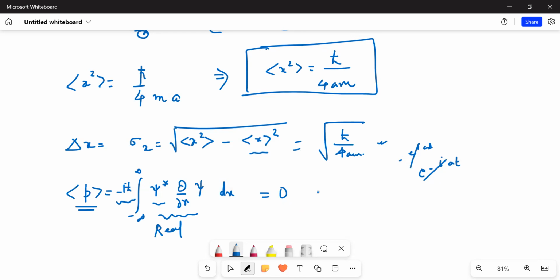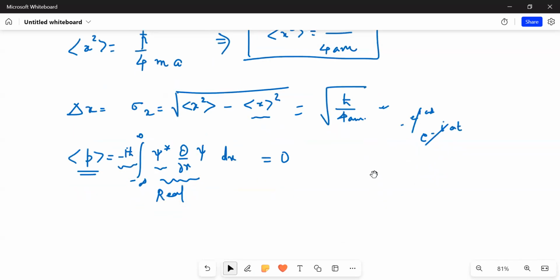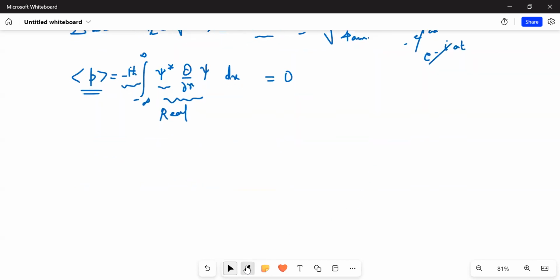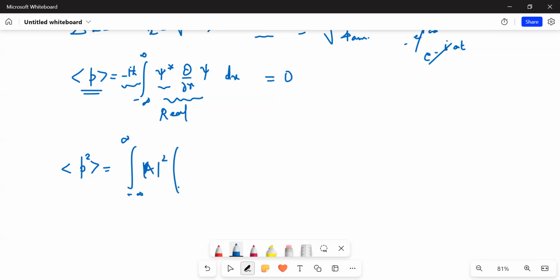So this expectation value of p, you can place it as 0, and you can find the expectation value of p square. So the expectation value of p square would be simply equivalent to writing the integral from minus infinity to plus infinity, and psi star. I should write mod A whole square at first, and then I'll write psi star. So psi star will give you exponential minus.